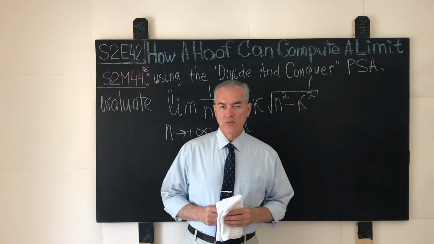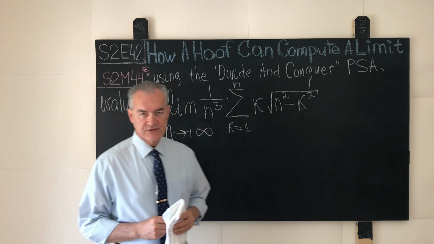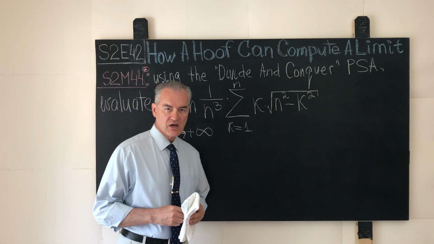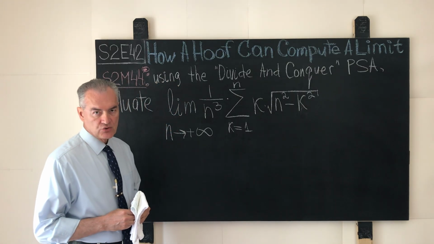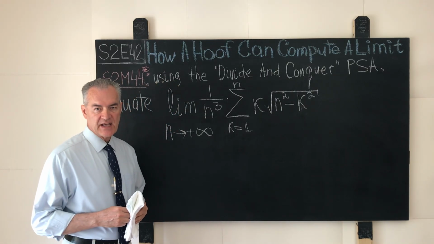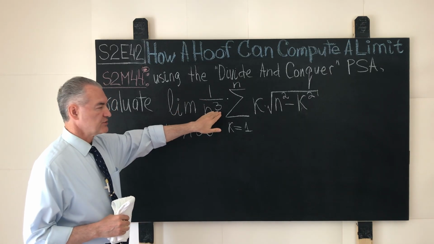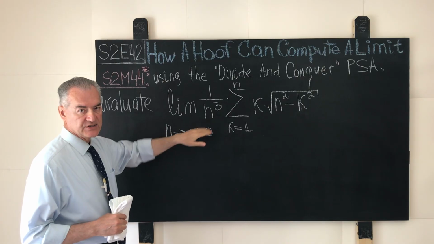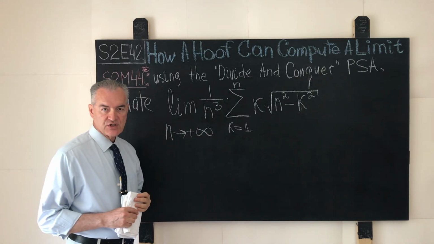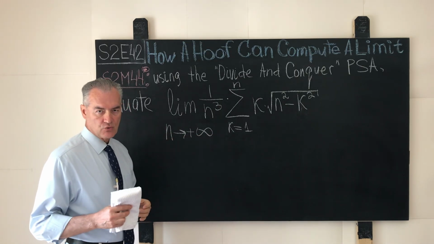In the mathematical problem S2E42, we were asked to use specifically the divide and conquer problem solving approach in order to evaluate a limit that has the following structure. 1 over n raised to the third power, where n is a whole positive number such as 1, 2, 3, 4, 5, and so on.